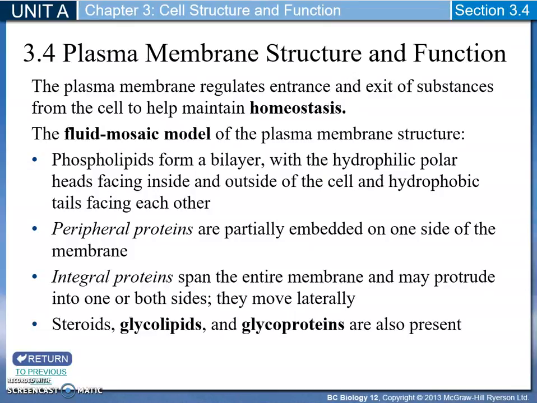forming a bilayer, and the hydrophilic polar heads face inside the cell and outside of the cell, and the hydrophobic tails face each other, which forms the middle part of the cell membrane. So peripheral proteins are partially embedded on one side of the membrane. There are also integral proteins that span the entire membrane, and they may protrude into one or both sides, and they move laterally, which means from side to side. So steroids, glycolipids, and glycoproteins are also present within the cell membrane.